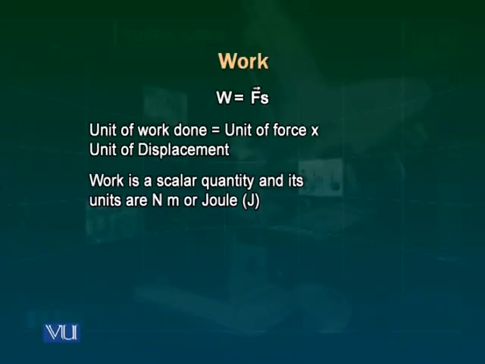The unit of work we know is the unit of force multiplied by the unit of displacement. That is, 1 Newton multiplied by 1 meter would give you 1 joule of work. Larger units of energy would be a kilojoule, which is 10^3 joules, or a megajoule, which is 10^6 joules, or 1 million joules.